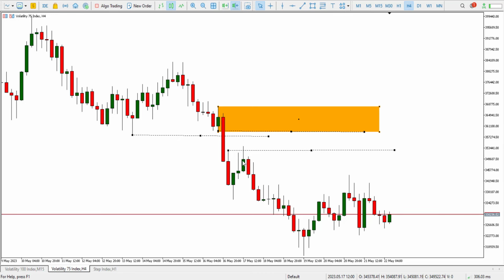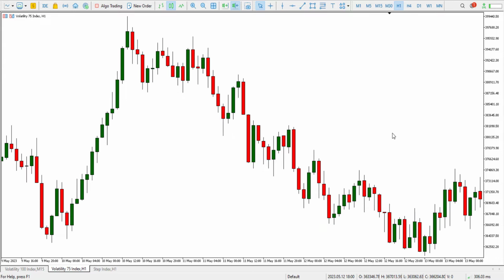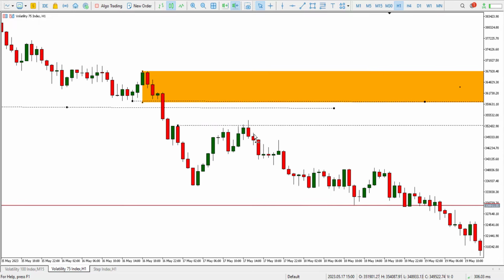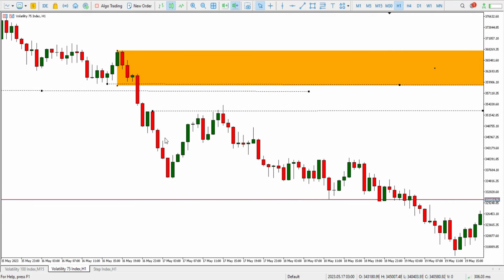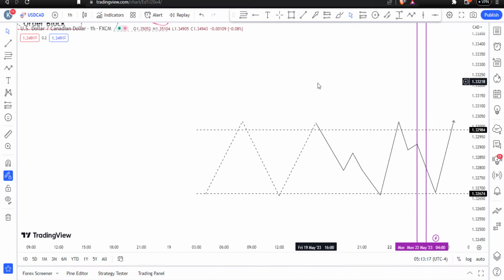This fair value gap right here. Now, for you to get an entry in this kind of regard, you can also go down to the 1-hour time frame and look at how that is going to be. So as price is coming, remember our perfect entry technique. As price is coming back, you're going to measure the rhythm of the market. The bigger time frame formation is telling you something like this.